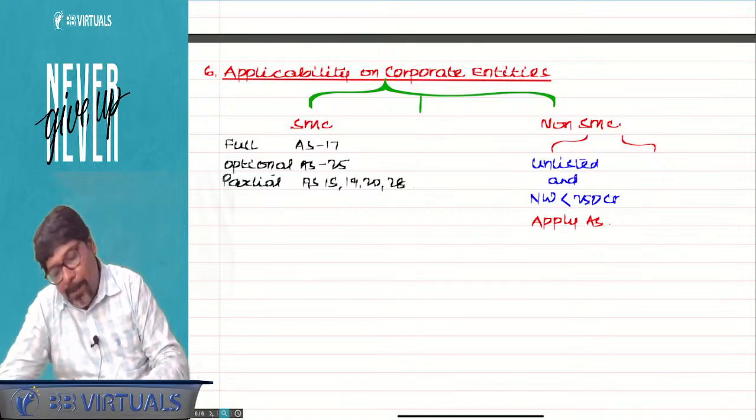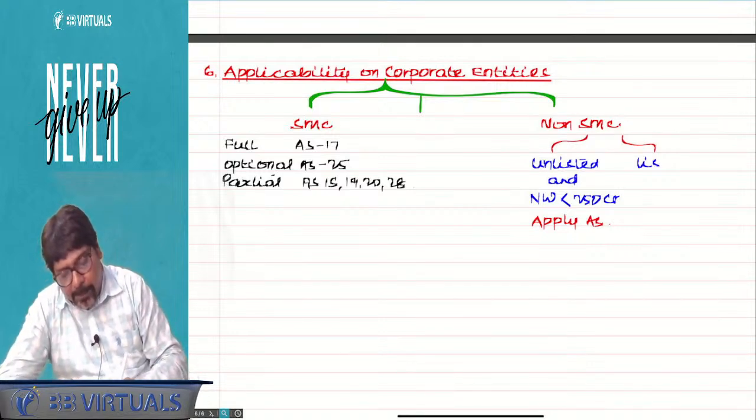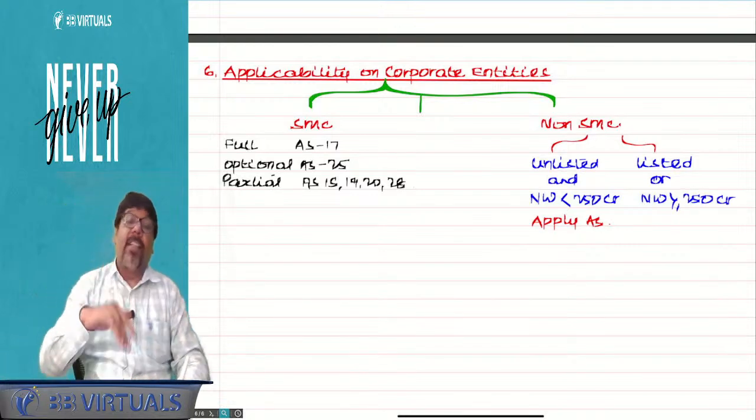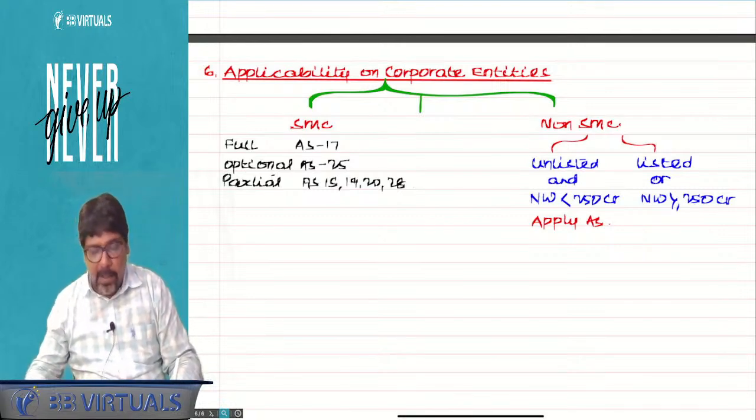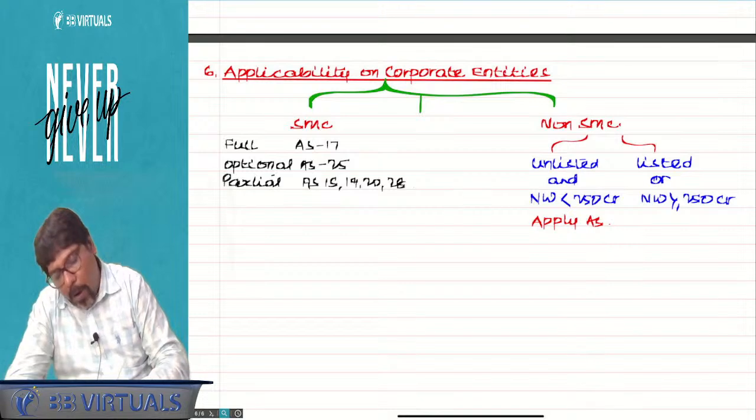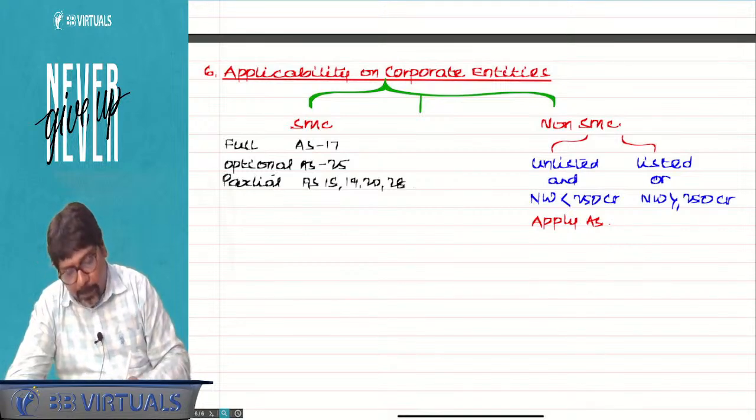Correct? If you are listed or net worth greater than equal to 250 crores. When I say listed, it includes process of listing. Or net worth greater than equal to 250 crores. Or 3.